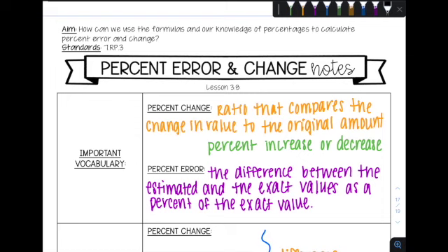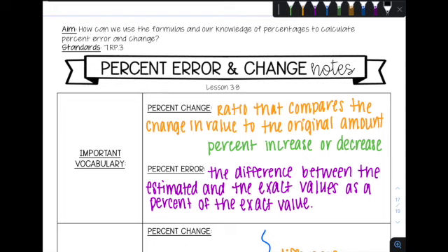So today we're going to be talking about lesson number 8, which is basically on percent error and change. Our aim for today is going to be how can we use the formulas and our knowledge of percentages to calculate percent error and change. This is the last lesson for Unit 3.